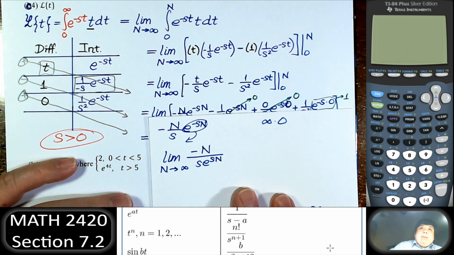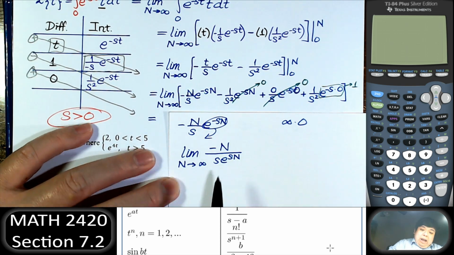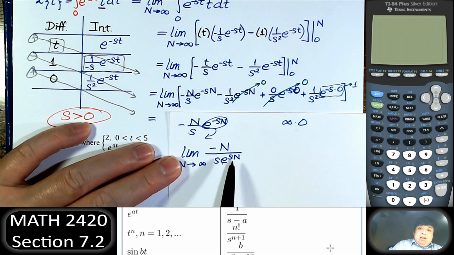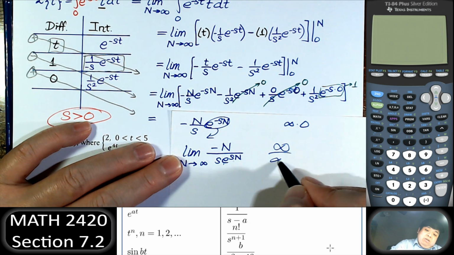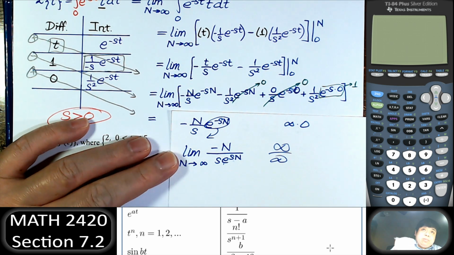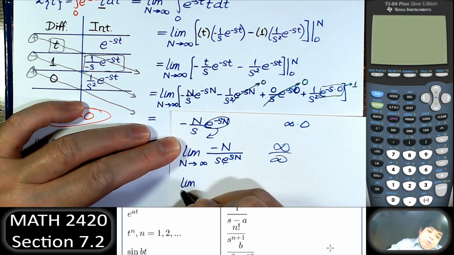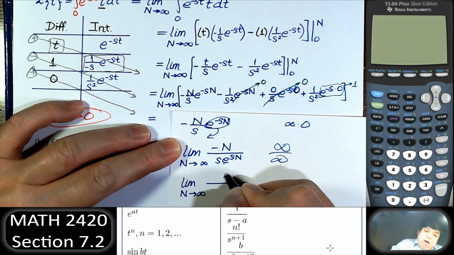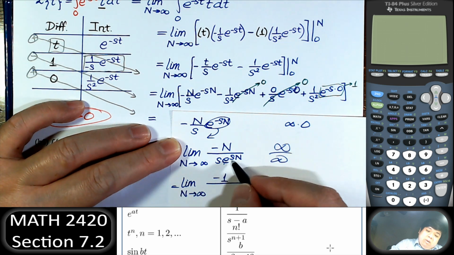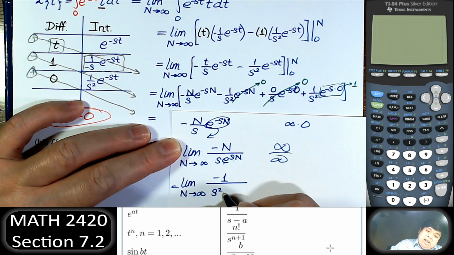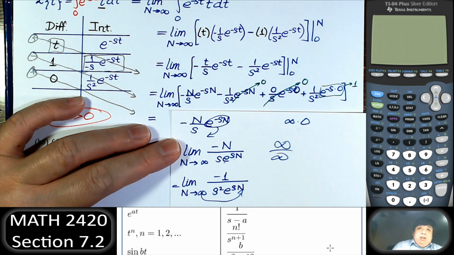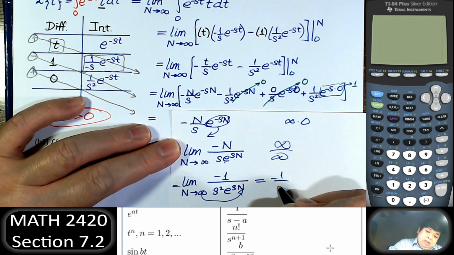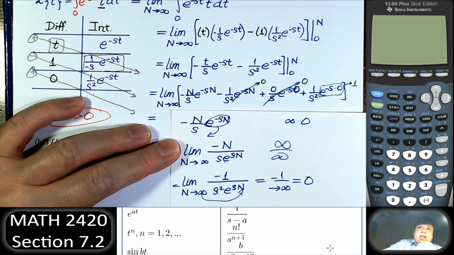Now get back to this. N goes to infinity, e to the sn is infinity, right? So we have infinity over infinity. So we use L'Hopital's rule. Take the derivative of n with respect to n on the top. We have 1, negative 1. And the derivative of the bottom, we just multiply another s. Now put infinity in here. E to infinity is infinity, and we have negative 1 over something that goes to infinity, which is equal to 0.